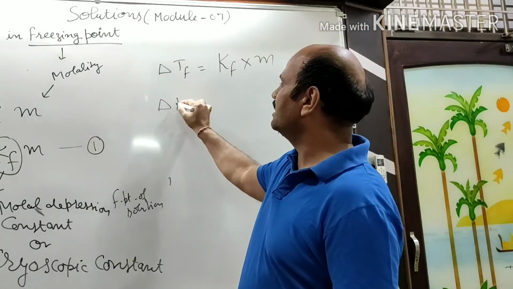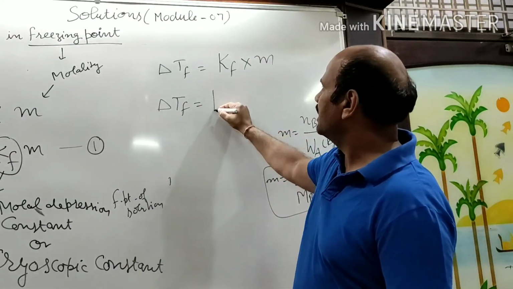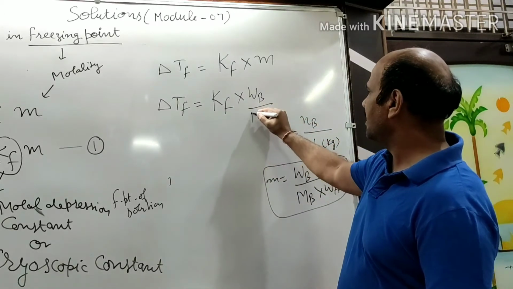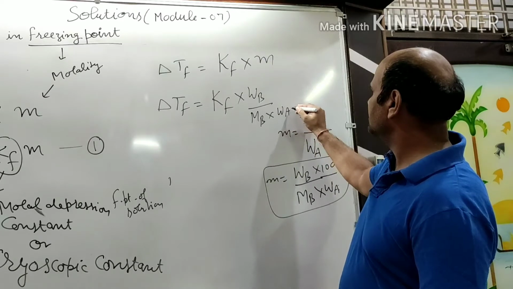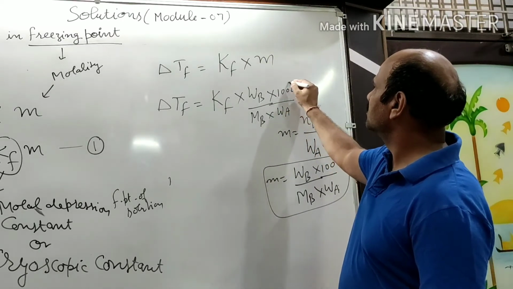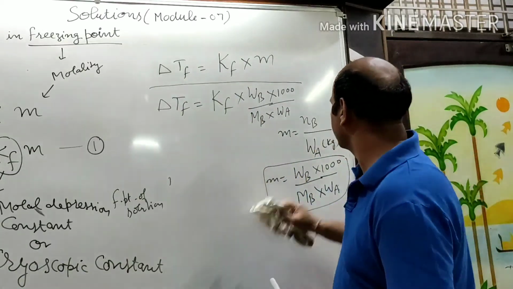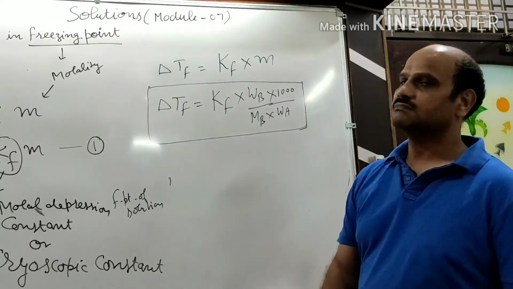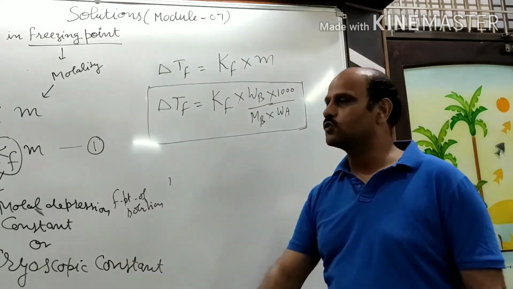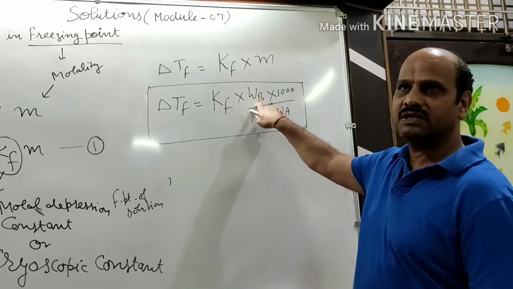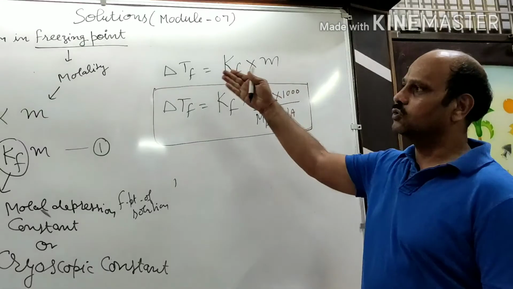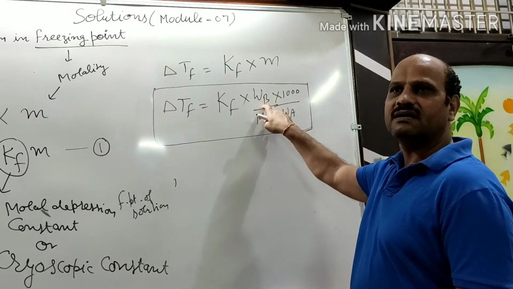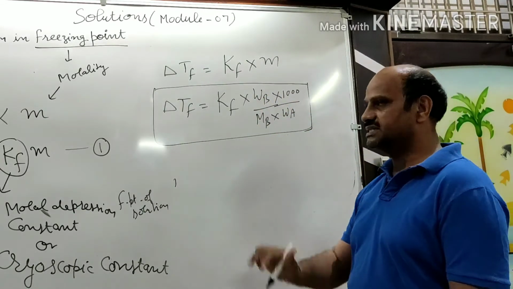So, this comes out to be delta Tf equal to Kf into WB upon MB, WA into 1000. Again, you know it is a colligative property, because this depression in freezing point depends on the quantity of solute. And you know what is colligative property? Colligative properties are those properties that depend upon the number of particles of solute. That is why it is a colligative property.